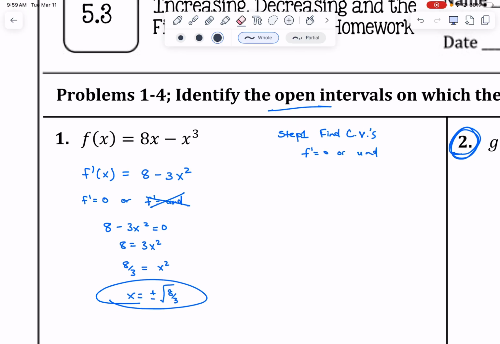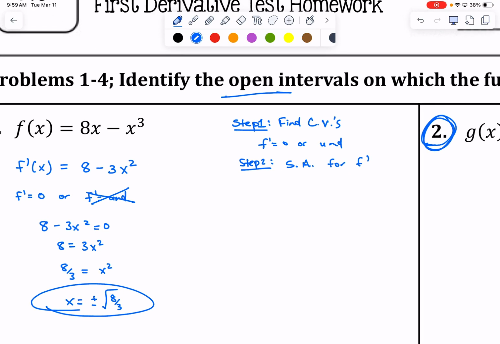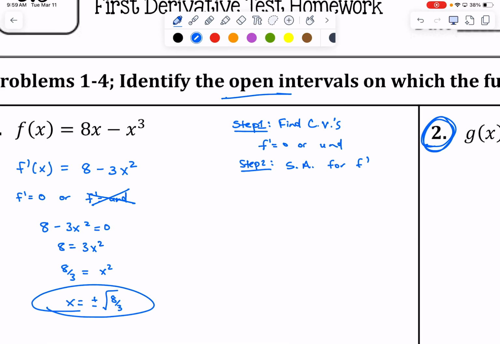All right. Now, next step. What's step 2? Be with me today. This is all the big stuff to get you ready for the big assignment. What's step 2? Sign analysis. Sign analysis for f prime. I abbreviate sign analysis SA. Is everybody okay with that? All right. So SA, sign analysis.